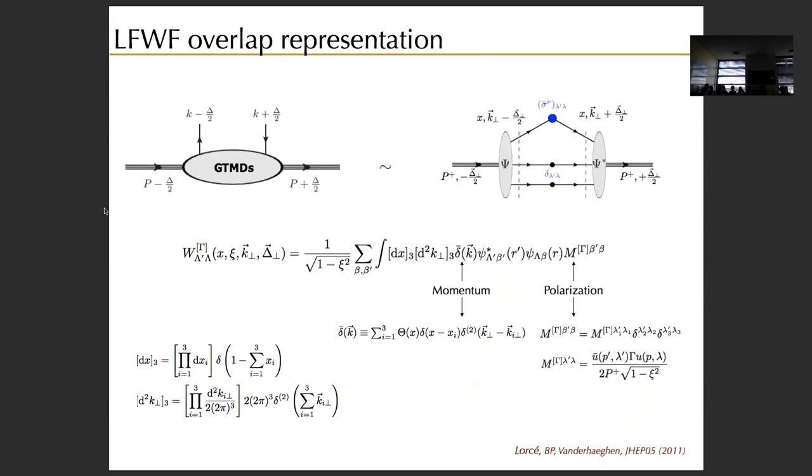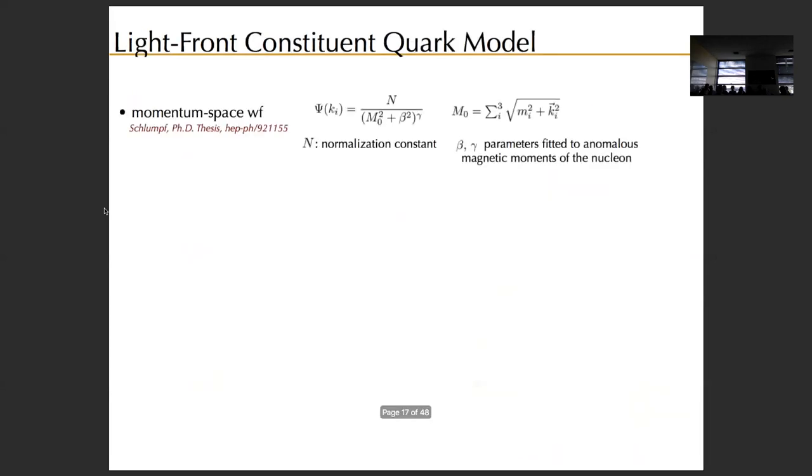So this is general, model independent, and then to get some results, now we introduce a particular simple model for the three quark electron wave function. In particular, we started with a wave function in the momentum space defined in the instant form. This functional form is just an ansatz, given in terms of the free energy of the three quarks, two parameters, beta and gamma, and the normalization constant.